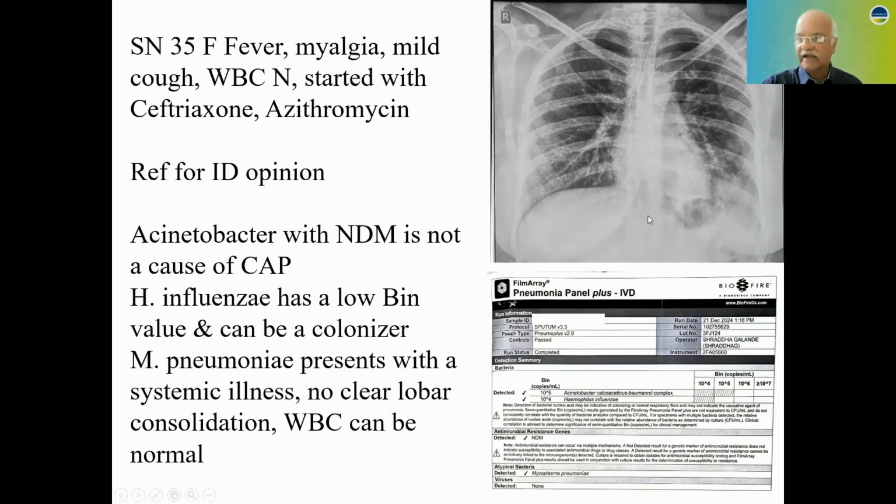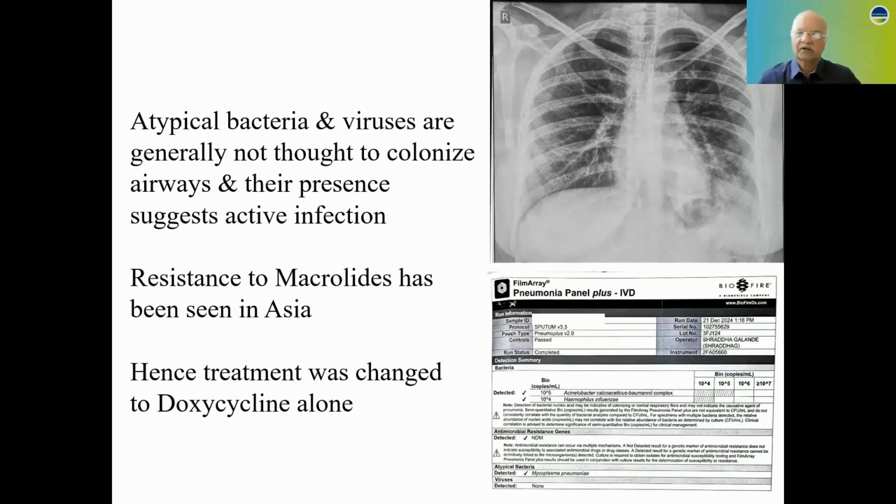Haemophilus influenzae, which was found here, can produce a pneumonia in the community, but it has really low bin values, just 10 raised to 4, which just about makes the grade in this situation, so it certainly can be a colonizer. However, Mycoplasma pneumoniae presents with a systemic illness as this patient had. Just note that she had fever, myalgia, and really very mild cough. There was no clear lobar consolidation. The WBC was normal. You just had a mild haziness in the left lower zone. So what this really means is that Mycoplasma seems to be the most important thing here.